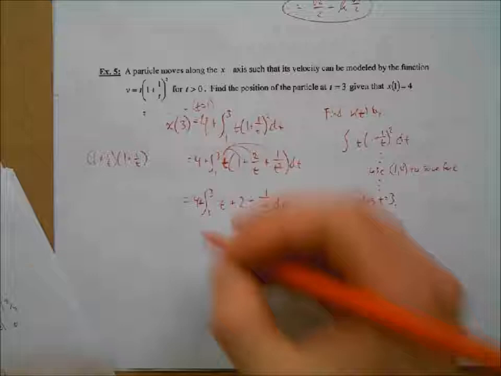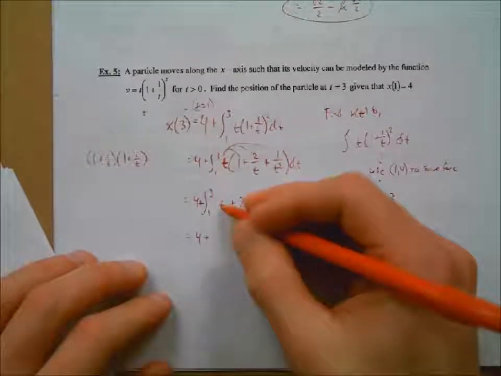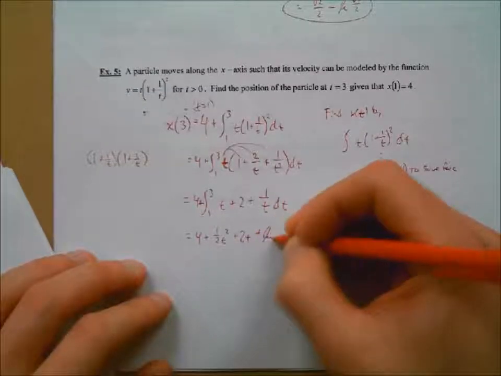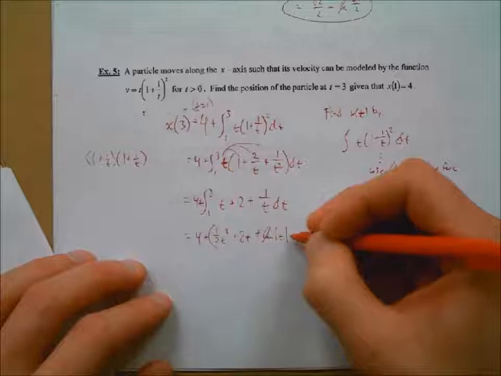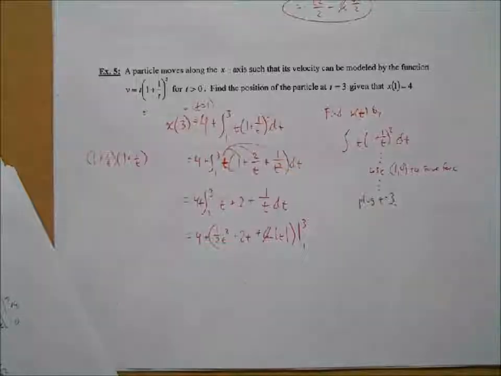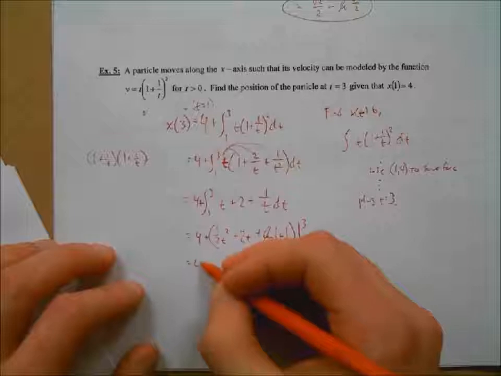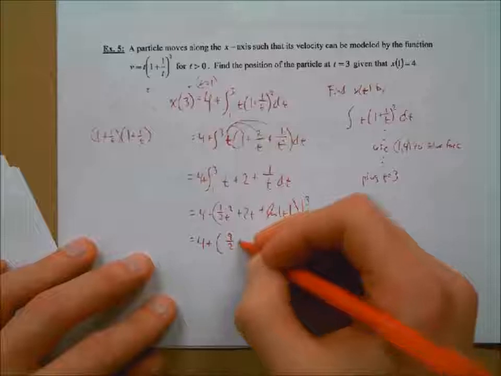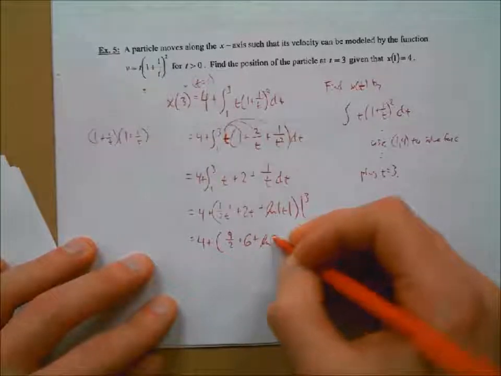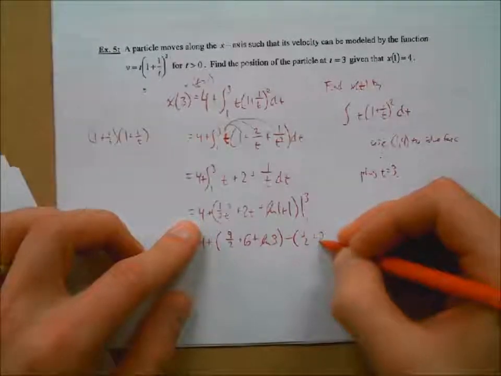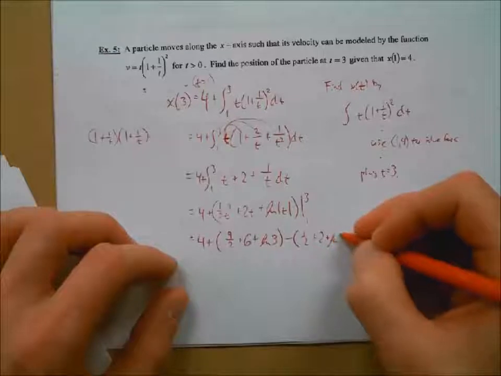So now we can integrate this by hand, right? Integral of t will be 1/2 t squared plus 2t plus the natural log of the absolute value of t. And we're going to evaluate this from 1 to 3. So we'll have 9/2 plus 6 plus the natural log of 3, minus 1/2 plus 2 plus, well, the natural log of 1, which is going to be 0, but oh well, I'll write it anyway.